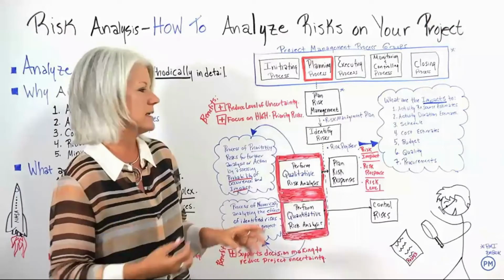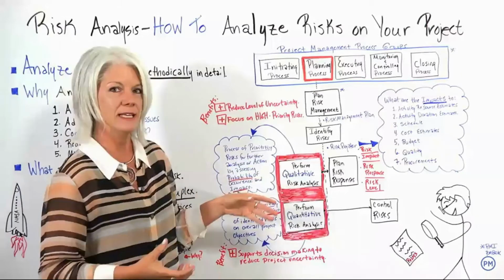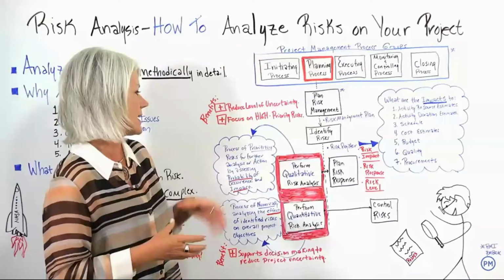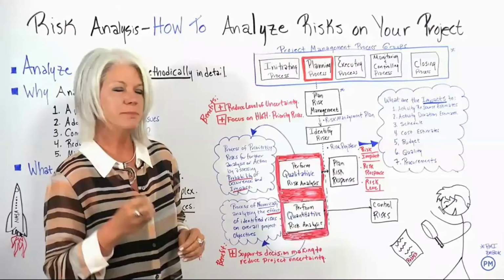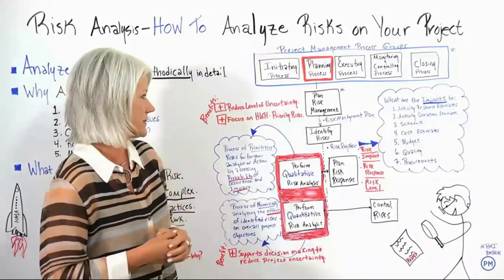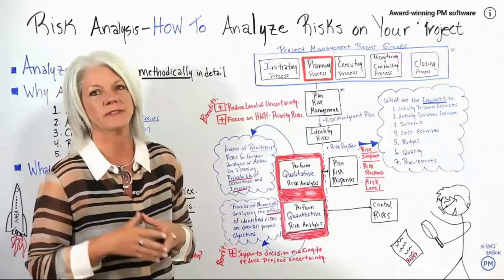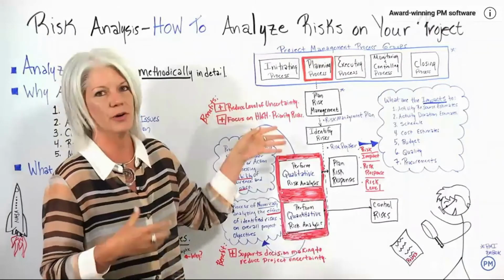The first part, we perform a qualitative risk analysis. That's a process of prioritizing the risk for further analysis or action, depending upon the probability and the impact of those risks. The benefit of that is it helps to reduce the level of uncertainty of those risks on the project and allows us to focus on the high priority risk.